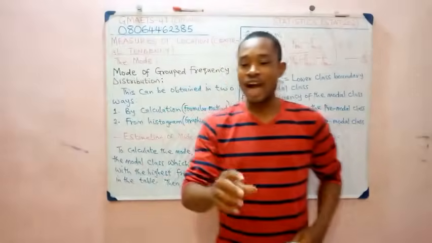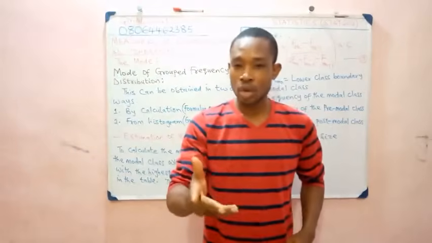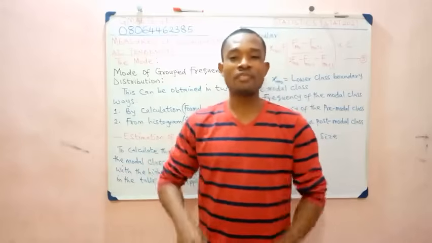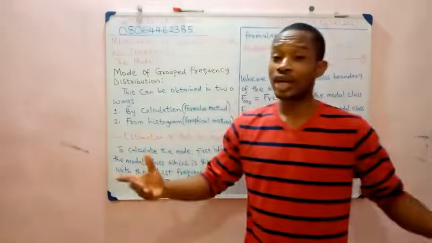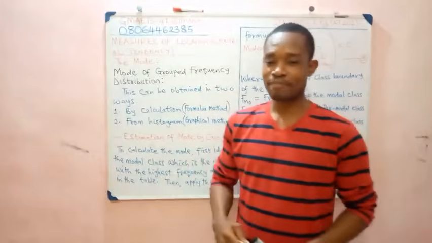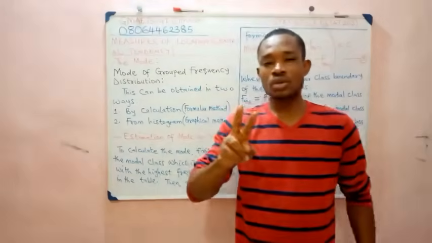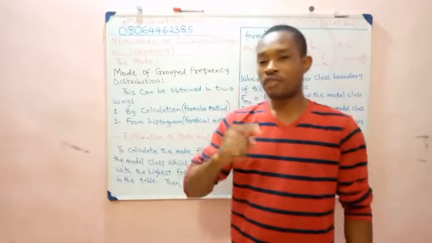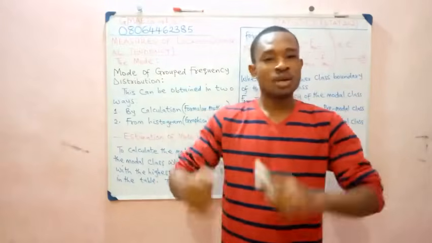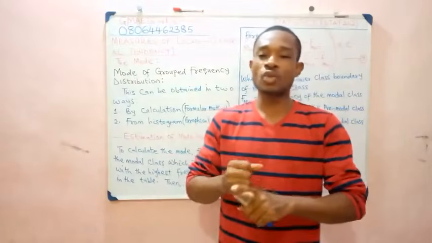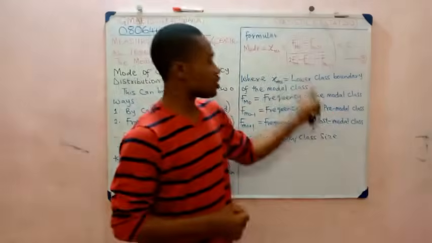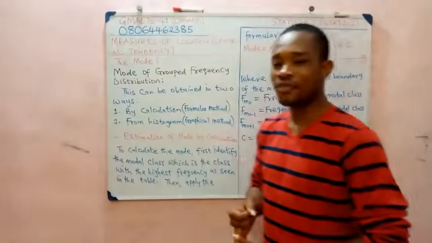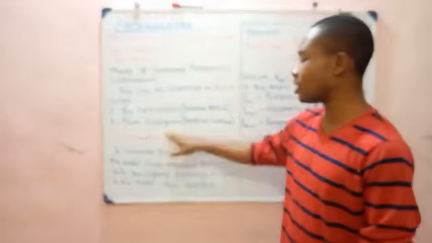We now want to look at how we can estimate the mode. How do we determine it for a grouped frequency distribution, no longer ungrouped frequency? Now, there are two methods that we can use to determine the mode for a grouped frequency distribution. One of the methods is by calculation, where you use the formula. Of course, you see the formula on the board here. And then the second is the graphical method, where we make use of the histogram.